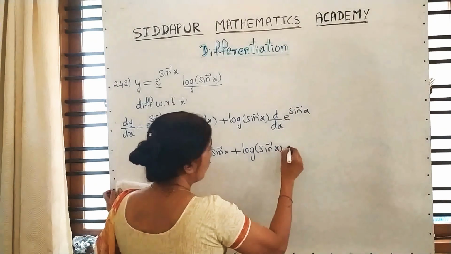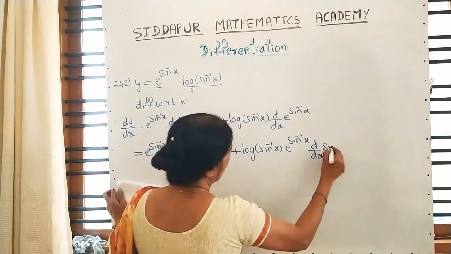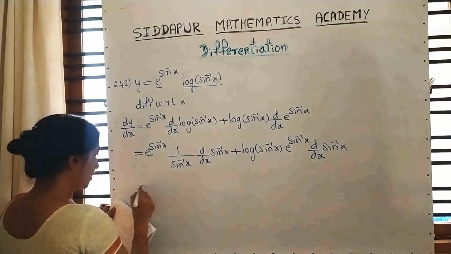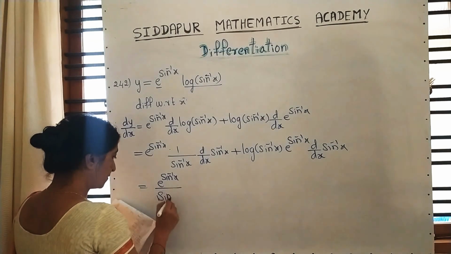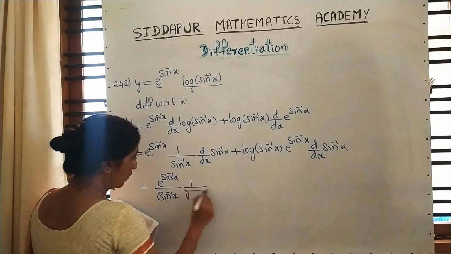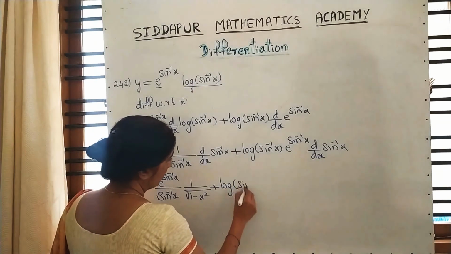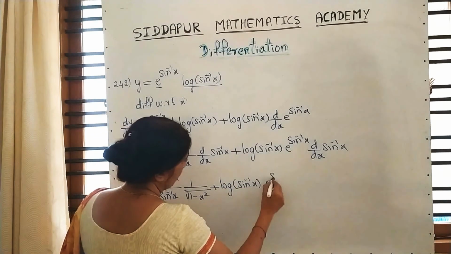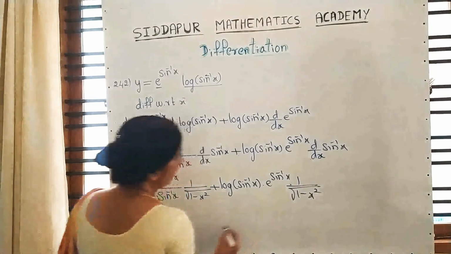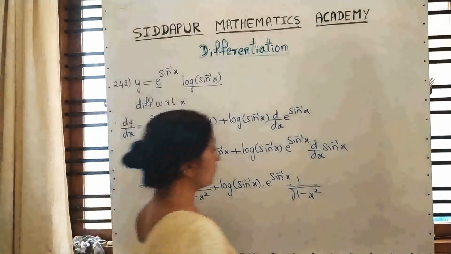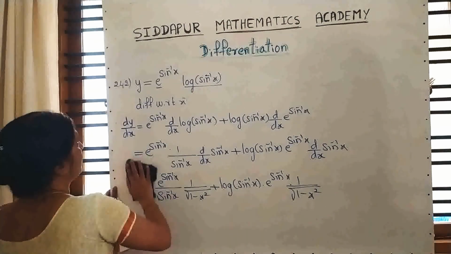And it is in the form of e raised to x. Then differentiation of sin inverse x is 1 upon root of 1 minus x square. This is also 1 upon root of 1 minus x square. See, very simple problem. Only thing is u into v and inverse trigonometric.